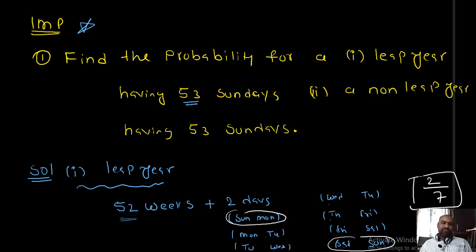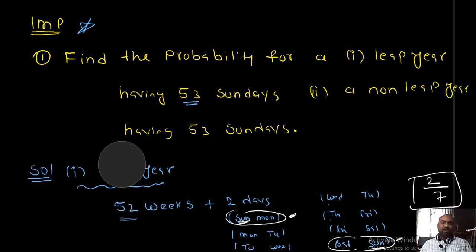Students, once again listen. A leap year consists of 366 days: 52 complete weeks and 2 extra days. Those 2 extra days may be Sunday-Monday, Monday-Tuesday, Tuesday-Wednesday, Wednesday-Thursday, Thursday-Friday, Friday-Saturday, or Saturday-Sunday. So you got 7 pairs here. Among the 7 pairs, 2 are favorable for us. In 2 pairs only we have Sunday. We want 53 Sundays. Already 52 Sundays are completed. Another Sunday can be from this or this. Favorable outcomes are 2. Total outcomes are 7. So 2 by 7 is the required probability.